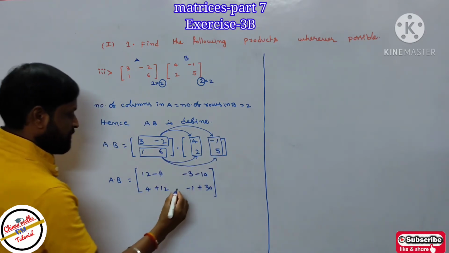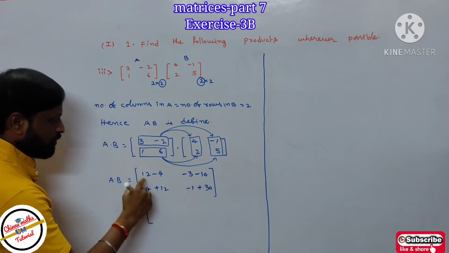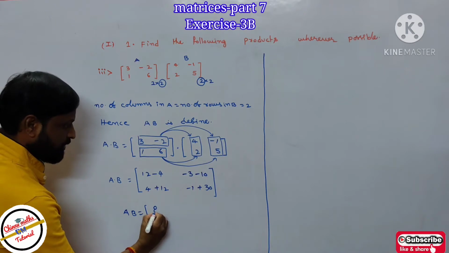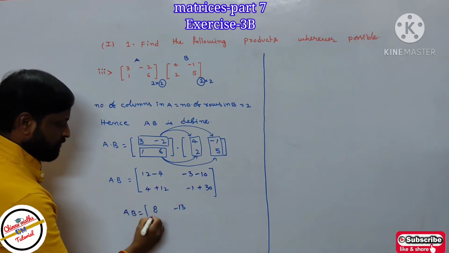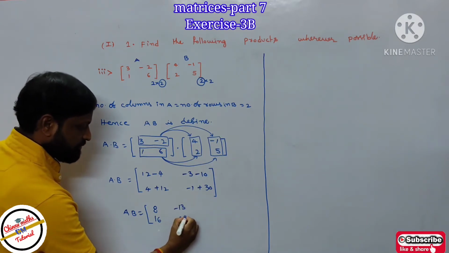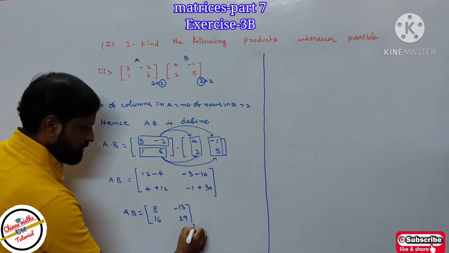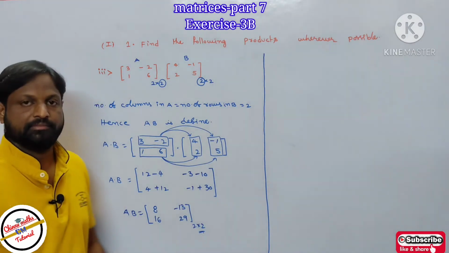It is equal to the product AB equal to 12 minus 4, that is equal to 8, minus 3 minus 10 minus 13, 12 plus 4, 16. Next plus 30 minus 1, 29. The order is also 2 by 2. So then it is the product of AB.